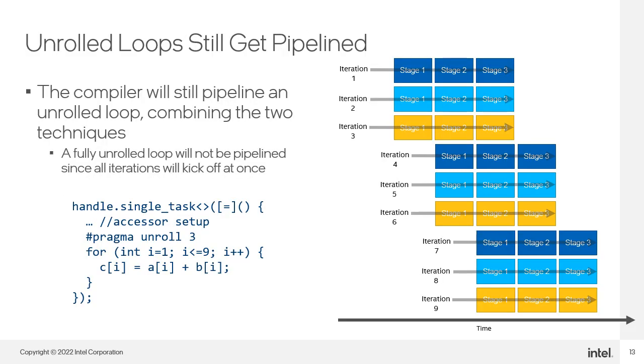As a side note, unrolled loops still get pipelined. The compiler will still pipeline an unrolled loop. What this implies is that the 2 techniques of pipeline parallelism and loop unrolling are combined. However, a fully unrolled loop will not be pipelined. Only partially unrolled loops can be pipelined.